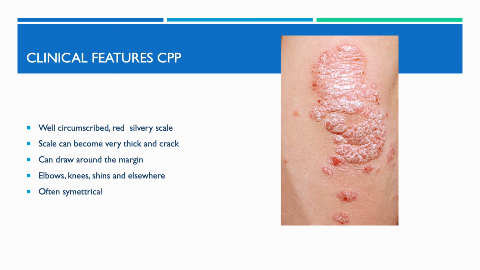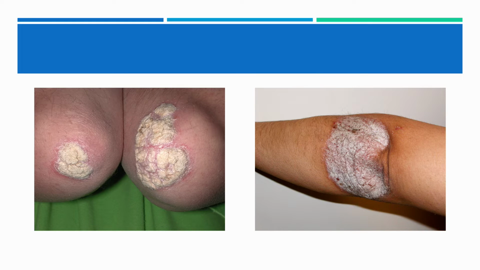As mentioned, chronic plaque psoriasis affects the elbows, knees, shins, and can then spread elsewhere onto the trunk. And very often it's symmetrical. And here's some images of relatively neglected psoriasis affecting the elbows. So you can see those very well demarcated plaques with thick overlying scale. Elbows, of course, are a very common site for psoriasis to develop.